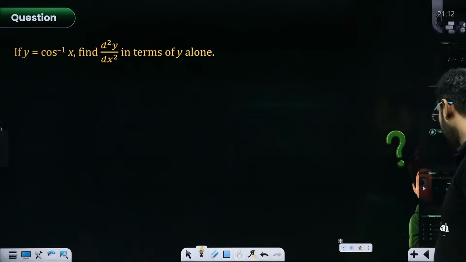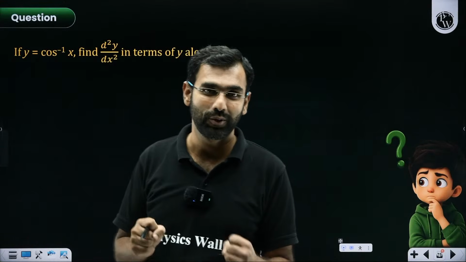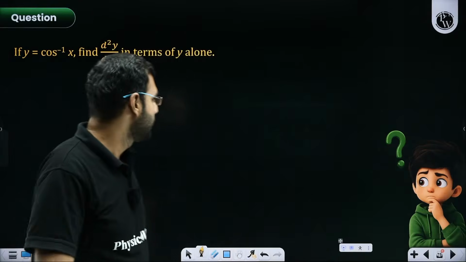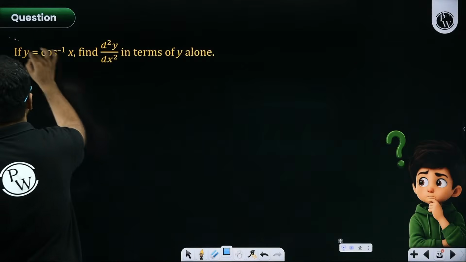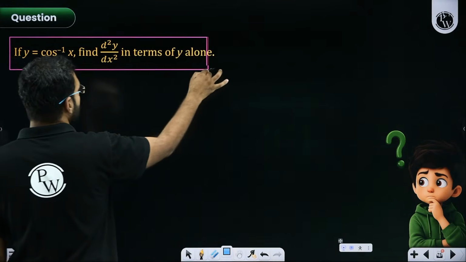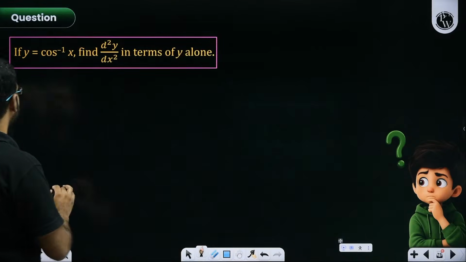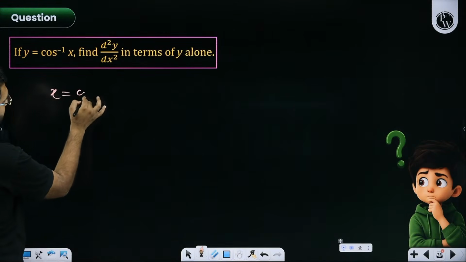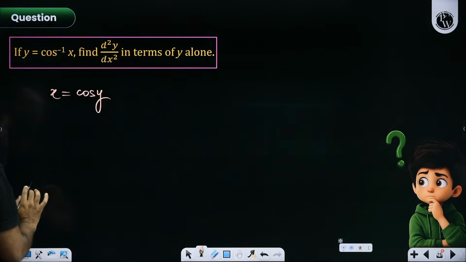Final question for the day, after which I'll end this session. Okay, those who are wanting to have some good dinner. So here, this is a good question based on higher order derivatives. Read the whole question. So first of all, y is equal to cos inverse x. So can I say x is cos y? Don't forget this. d2y by dx square they are asking.